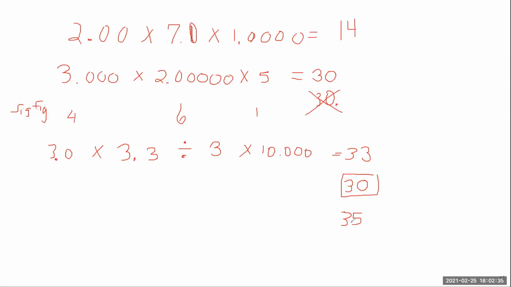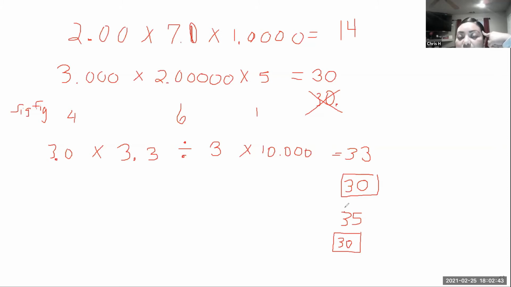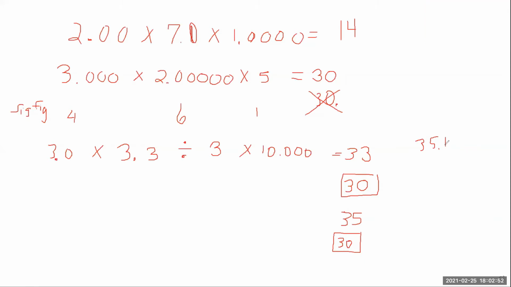If it's 35, it stays the same. If it's a 5, it stays the same, doesn't it? So then you would say it'll be 30, right? But if it was 35.1, do we round up or do we round down? I round up or leave it alone.